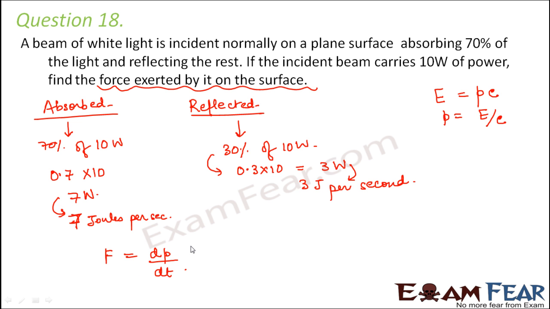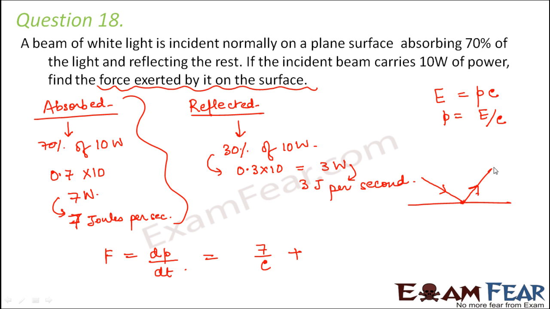Now, when you talk about change in momentum, what would the change in momentum for the absorbed part be? E by c. So E for the absorbed part would be 7 joules, right? So the change in momentum for the absorbed part would be 7 by c. Now what would be the change in momentum for the reflected part? So in the reflected part, what is happening? The light is falling like this, striking the surface and then getting reflected like this.